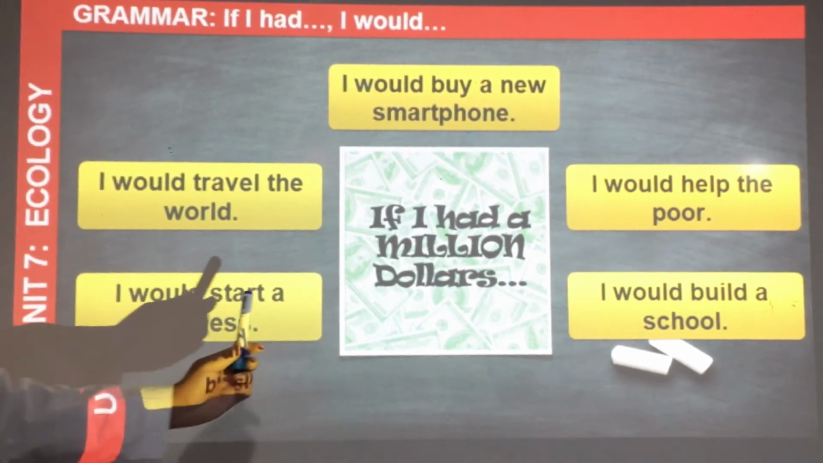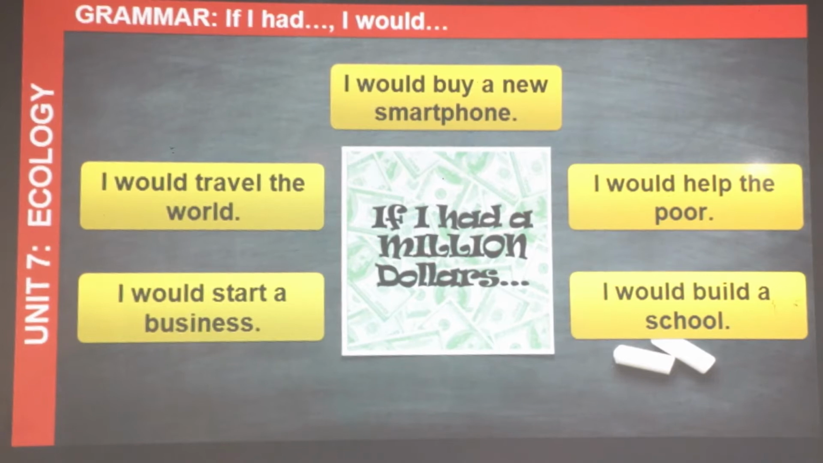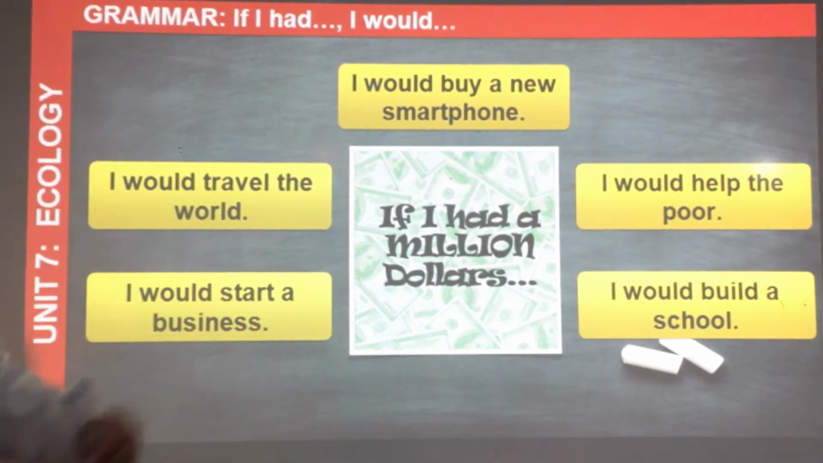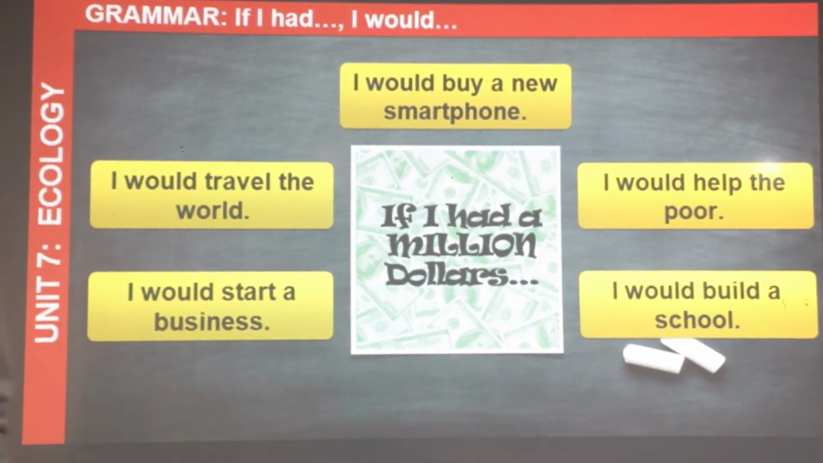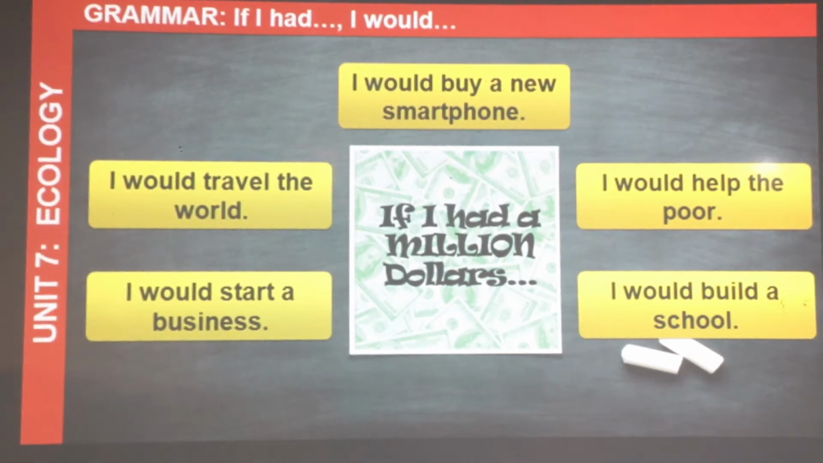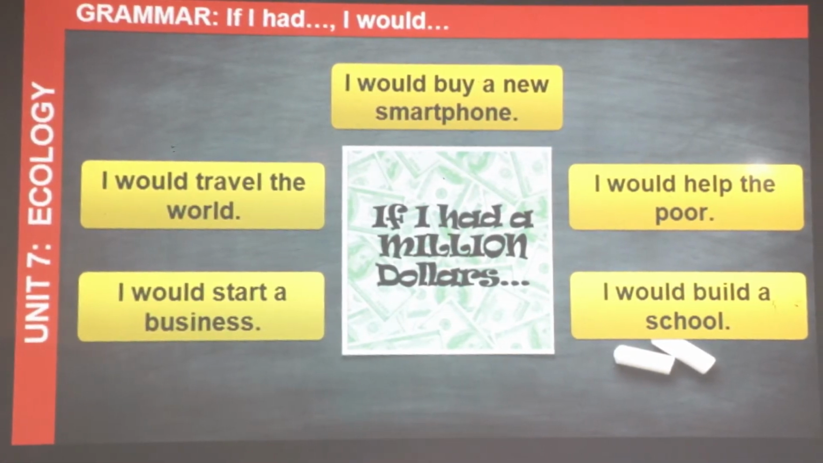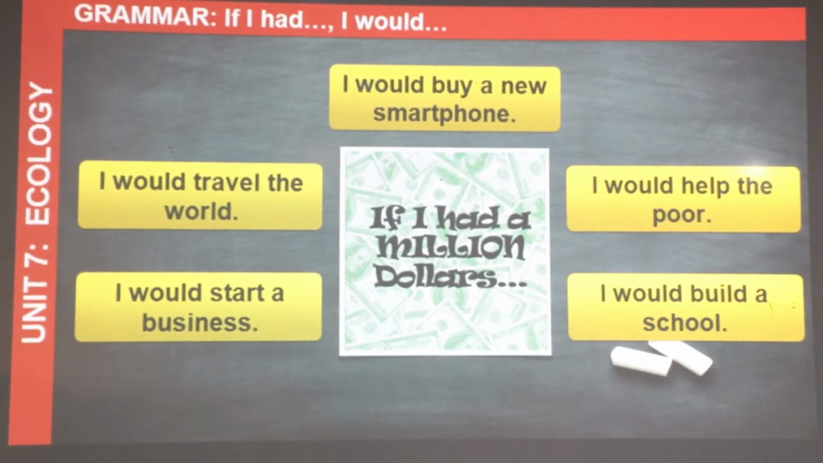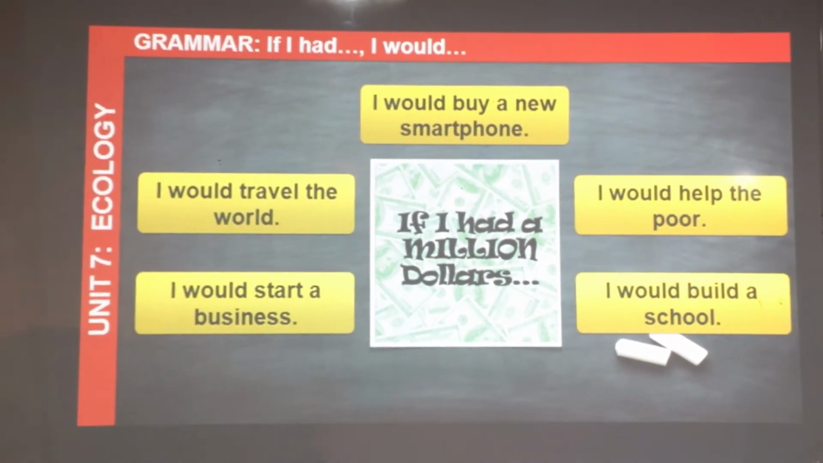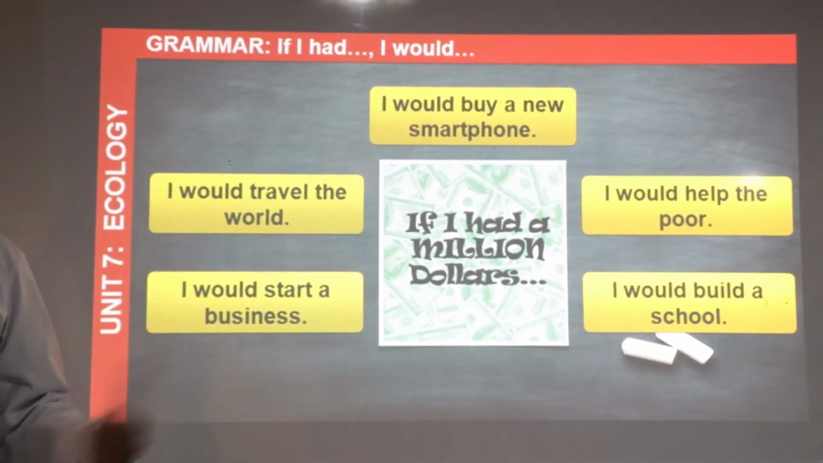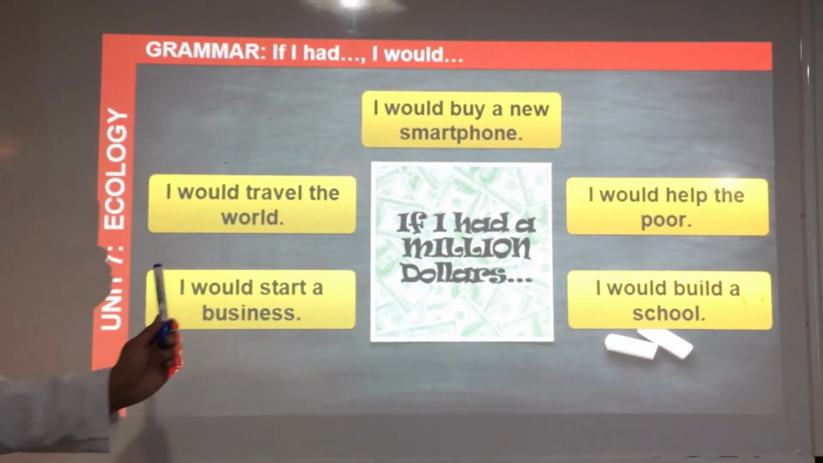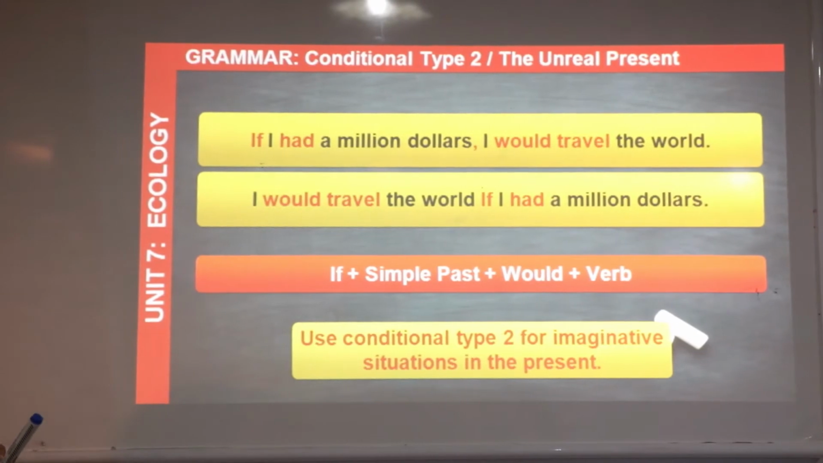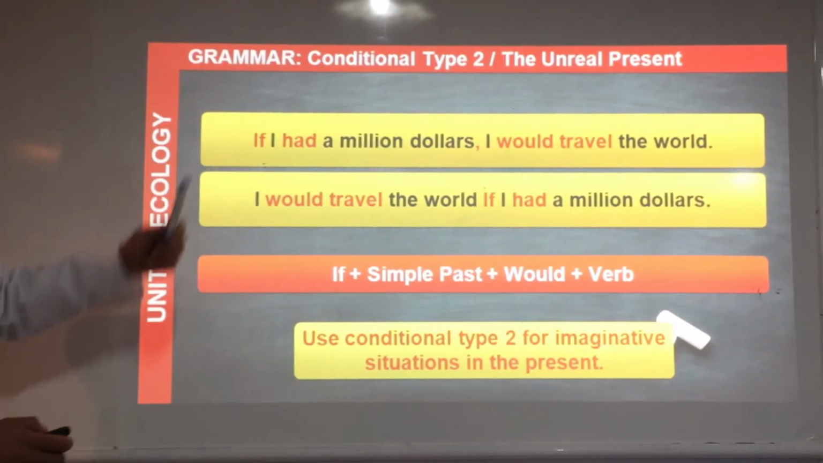All right. So if she had $1 million, she would help the poor. Very good. Nice. If he had $1 million, he would build a school, just like me. If they had $1 million, they would travel the world. That's nice. The last sentence: if I had $1 million, I would start a business. Okay, what kind of business? All right, so if I had $1 million, think about it seriously. What would you do?